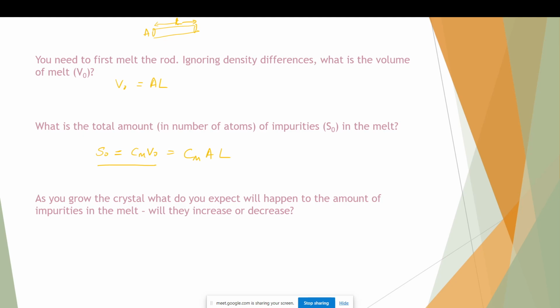Just to recapitulate: if K is less than 1, that means the impurity likes to live in the melt and the solid will be purer. Yes, you remembered it.